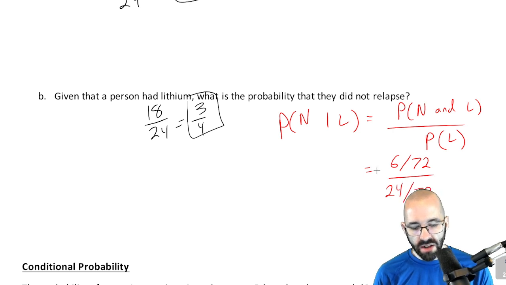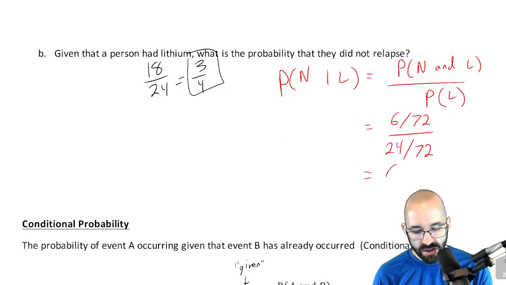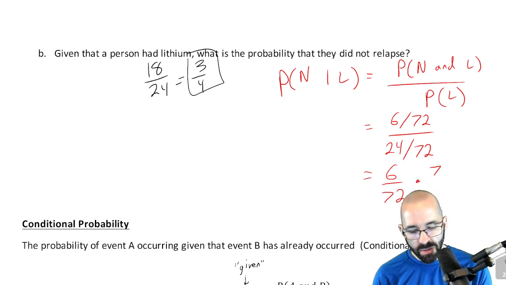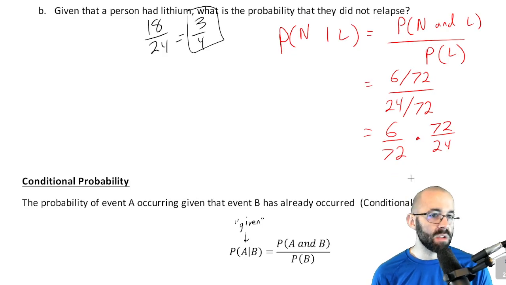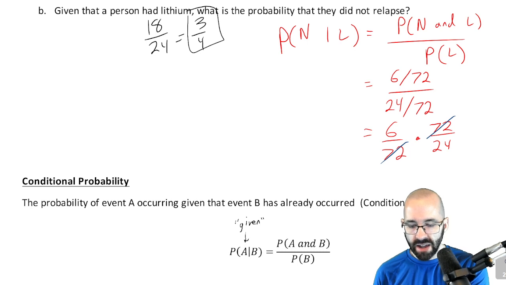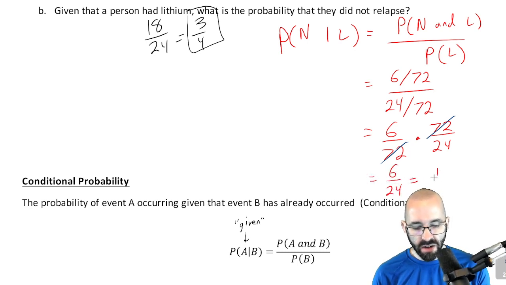And what you'll notice if you do all this out, you'll get something very familiar. The top divided by the bottom. Remember, division is the same as multiplying by the reciprocal. And then we get cancellation and we get 6 out of 24, just like before. So again, wait a minute. What just happened? Given that a person did not relapse.